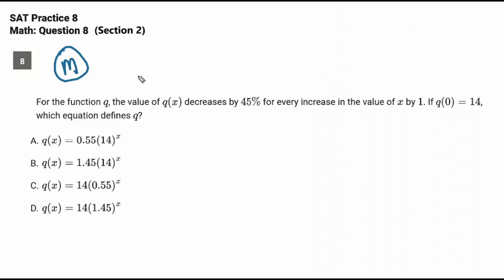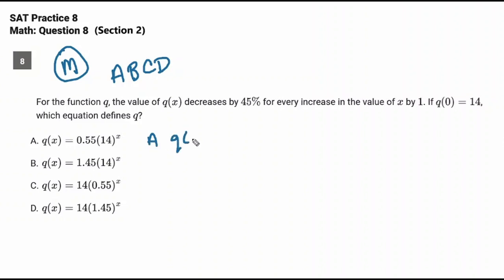For the function q, the value of q of x decreases by 45% for every increase in the value of x by 1. If q of 0 equals 14, which equation defines q? There's really two steps to this problem, and the easiest way to do it is to go through each step individually. Write down ABCD, and the first step is just to see if you get q of 0 equals 14 for these answer choices. So I'm going to do A.